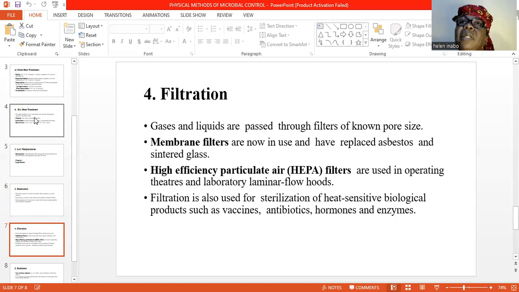High efficiency particulate air or HEPA filters are used in operating theaters and laboratory laminar flow hoods to deliver sterile air, which is required in operation theaters. Excuse me, that is, the HEPA filters are used in operating theaters to deliver sterile air.